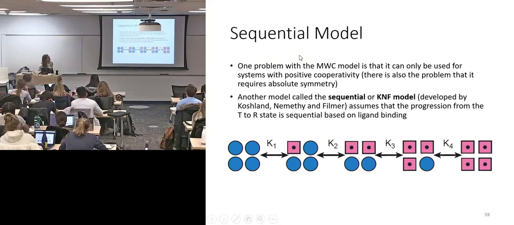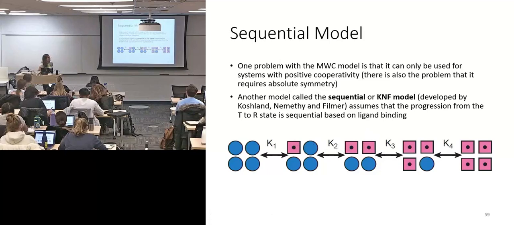So like I said, one of the problems is you can only use it for systems with, one, positive cooperativity, and two, you would have to have perfect symmetry of all your subunits. So it's sort of not ideal. This sequential model, or the KNF model, assumes progressive switching from T to R state. And so that's sort of what's illustrated here. You still have separate binding constants or dissociation constants for each of these. But the first state changes, then when the next one binds, the next state changes. And in this case, with each of these changes, you can then have negative cooperativity.